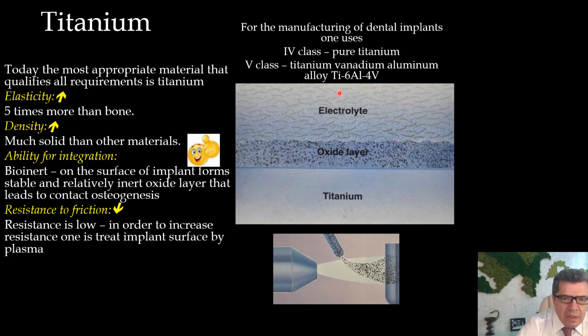Titanium: the fourth class is pure titanium, and the fifth class is titanium vanadium aluminum alloy. What are the characteristics of titanium? Elasticity is 5 times more than bone. Density is much more solid than other materials. Ability to integrate: this is a bioinert material, and on the surface of the implant it forms a stable and relatively inert oxide layer that leads to contact osteogenesis. But unfortunately, resistance to friction is very low. In order to increase the resistance, one way is to treat the implant surface by plasma.